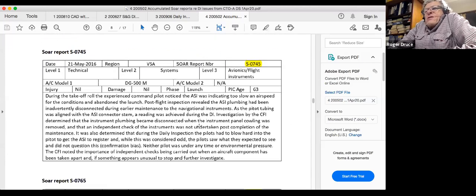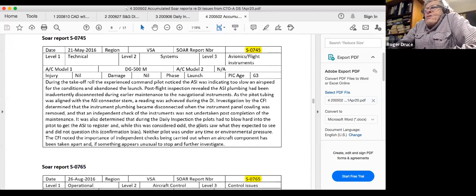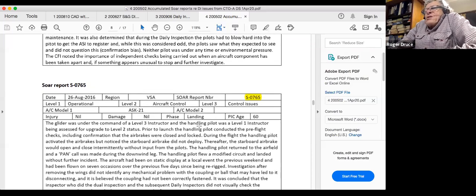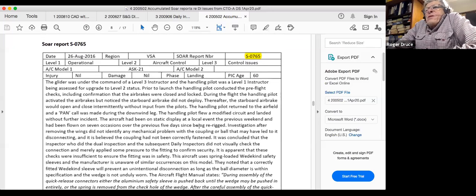VSA DG 500M, take-off roll, pilot in command noted ASI indicated too slow an airspeed, conditions abandoned launch. Post-flight, ASI plumbing was found inadvertently disconnected during earlier maintenance. So the huffing and puffing checks weren't competent.